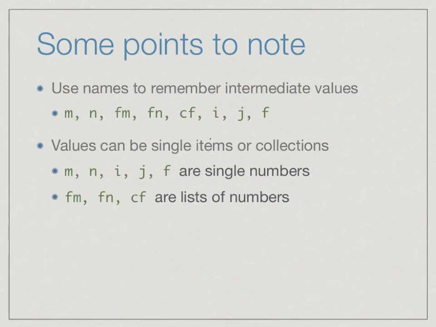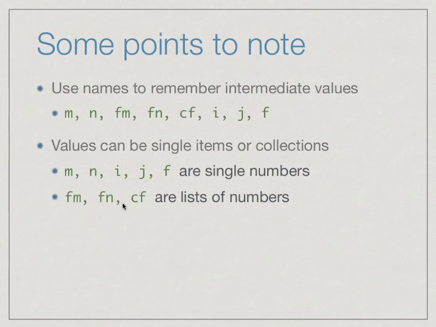The second point to note is that a value can be a single item. For example, m and n are numbers. Similarly, i, j, and f at each step are numbers. So these could be single values, or they could be collections. So there are lists. So fm is a list, fn is a list.